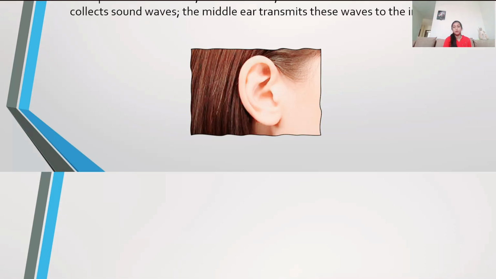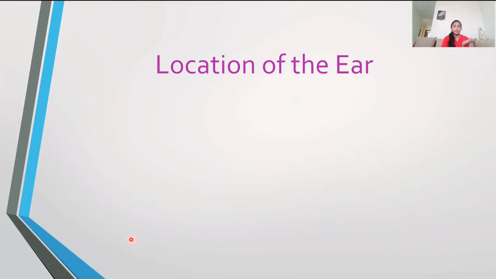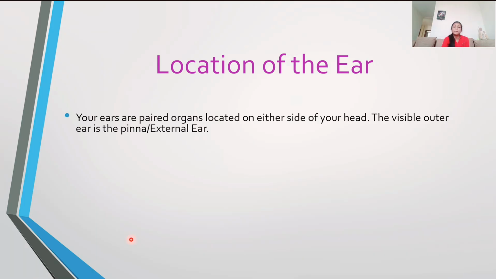Okay, let's move on. So the location of the ear. Where is the ear found? Your ears are paired organs located on either side of your head. One ear on the left side, one ear on the right side. So we have two ears, that means one pair of ears we have. The visible outer ear is the pinna or the external ear that we can see, and it's located on either side of your head.